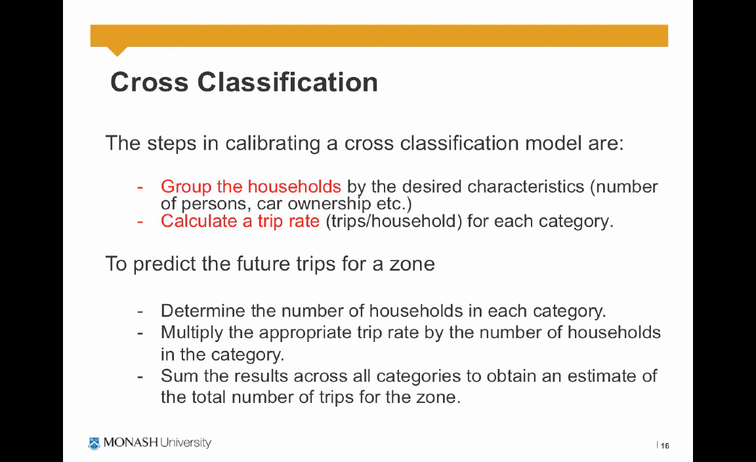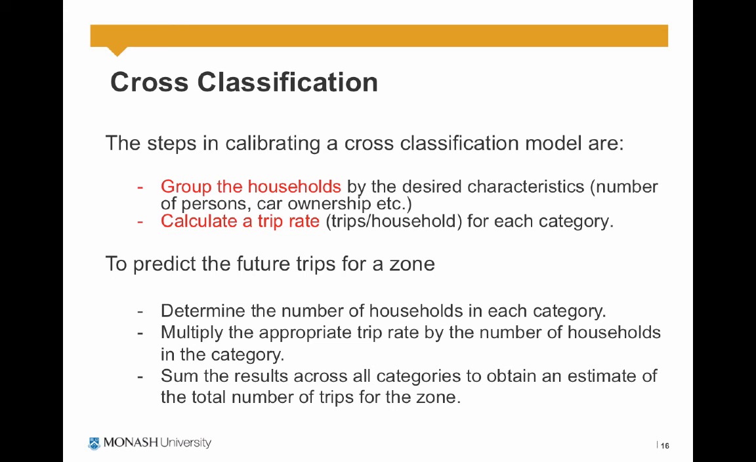The last method that we cover in this week is the cross-classification method. There are 2 main steps in the cross-classification method. In the first step, we group the households by the desired characteristics, for example, number of persons in the household, number of workers, or car ownership. After grouping the households into different categories, we calculate a trip rate for each category based on some survey data.